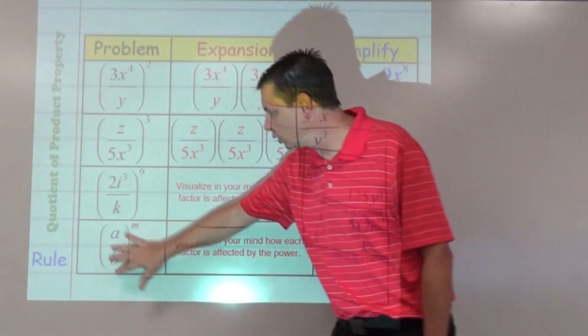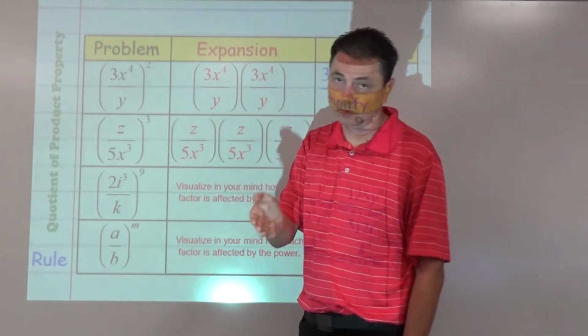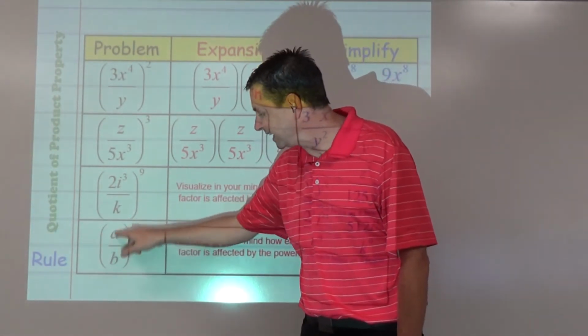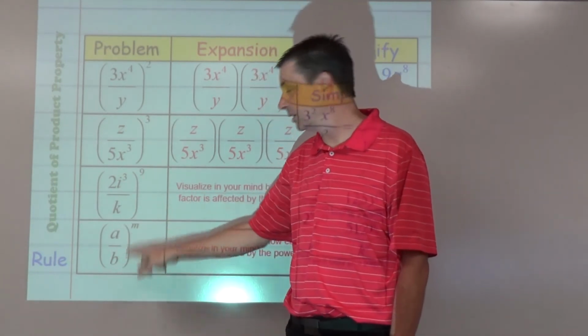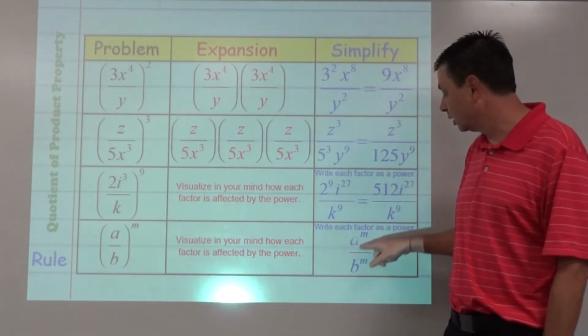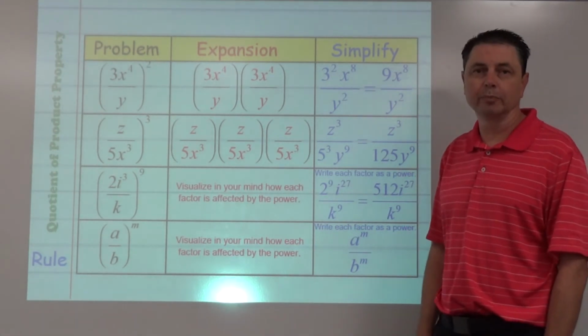So as a general rule, again, when raising a quotient or product to a power, just take each part, numerator and denominator, and raise it to that power: a to the power of m over b to the power of m.